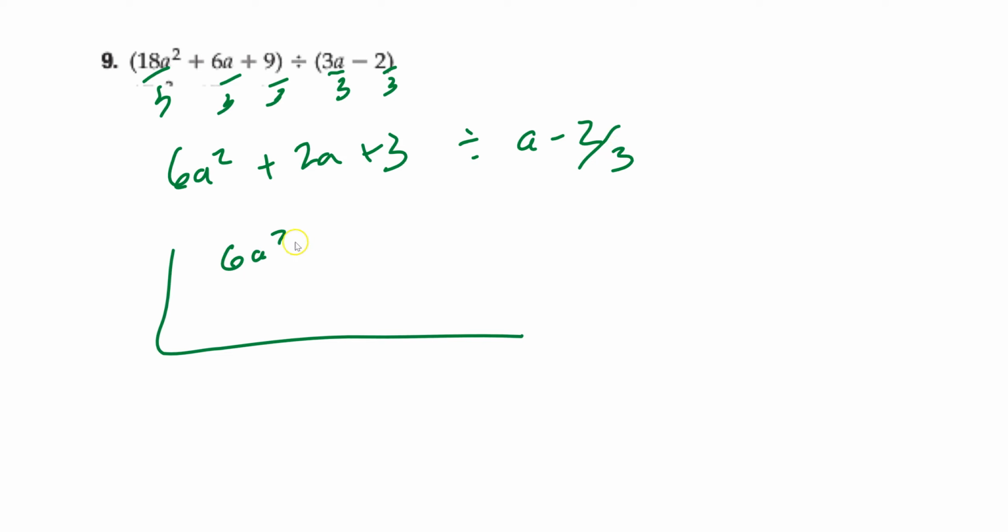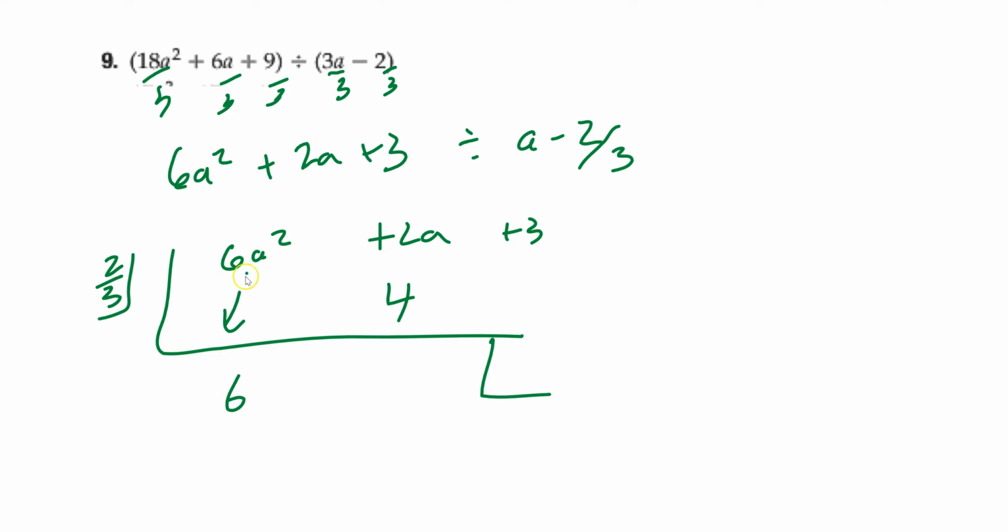So you have 6a squared plus 2a plus 3. Again, inside opposite, we're going to divide by 2/3. Bring the first one down. So we bring the 6 down. I'm going to bring down the coefficients. You multiply fractions. 2 times 6 is 12, divided by 3 is 4.